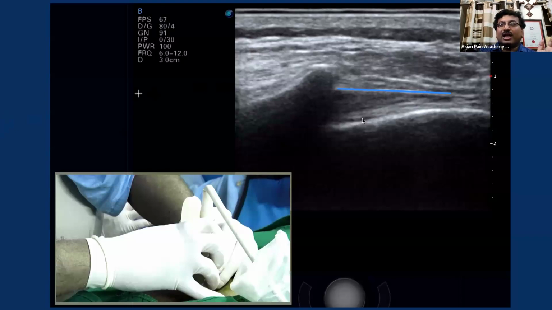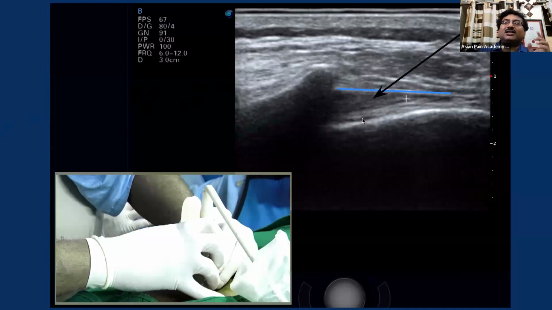Under this view, I usually take the needle from the lower side, and after crossing the sacrococcygeal ligament we have to start the probe. That means we have to start the Doppler, color Doppler, so that we can see whether the drugs are coming to the outside or the drugs are going inside. That much we can see.